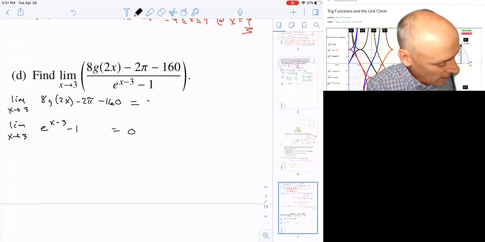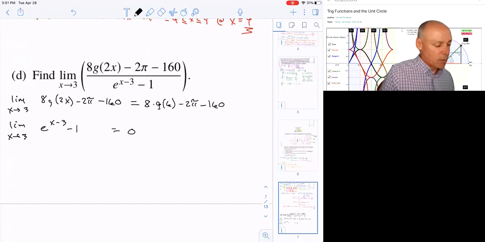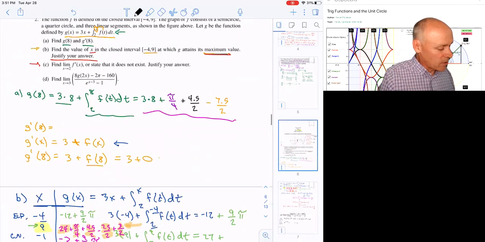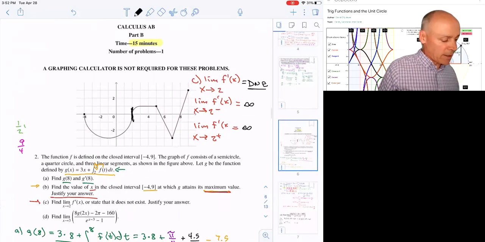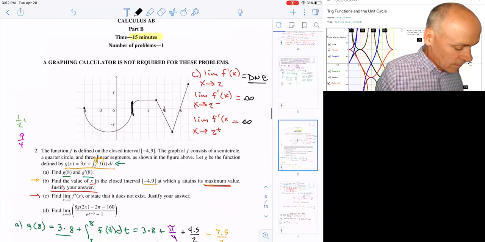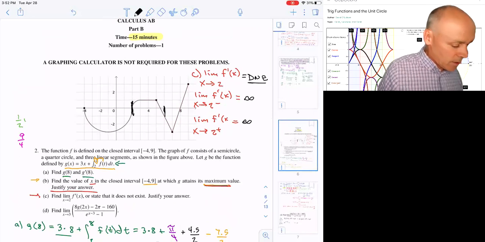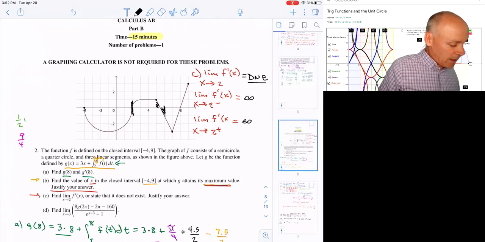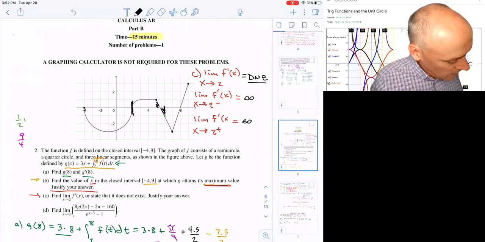It's going to be 8 times g at 6 minus 2 pi minus 160. Okay, well, g at 6, man, they are making us work. I don't think we've calculated that. G at 6, there's 6. So that would cancel out. That would cancel out. And that would be g at 6. I'm just going to put that.